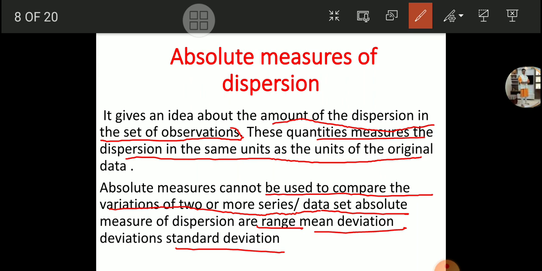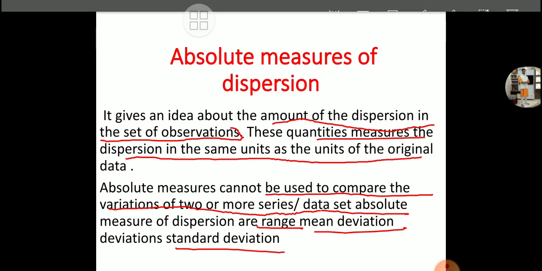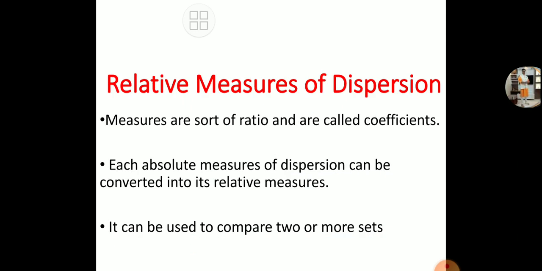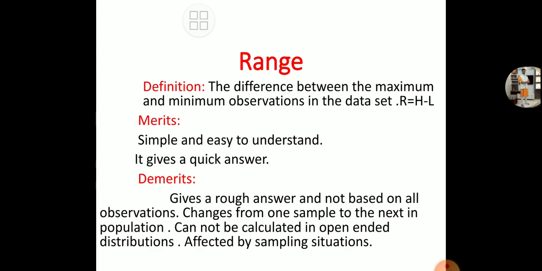Now, relative measures of dispersion. These measures are sort of a ratio and are called a coefficient. Each absolute measure of dispersion can be converted into its relative measure. It can be used to compare two or more sets. That is not possible in the case of absolute measures. But in the case of relative measures, there is a possibility to compare two or more sets.